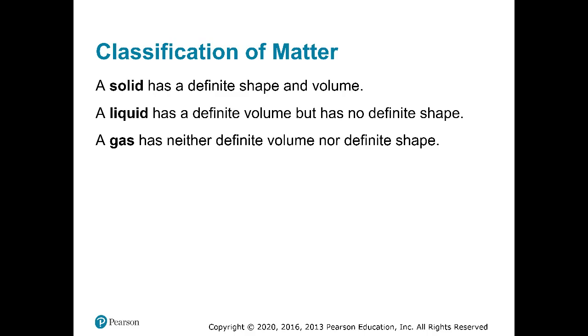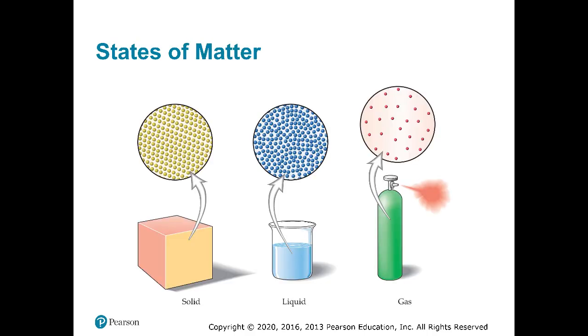A gas, on the other hand, has no definite volume, no definite shape. There's no shape to a gas. It's just going to fill the entire room. It'll fill any space it can get to until it stops being able to leave. So these are different examples of the states of matter. And here you can see a solid, a liquid, and a gas.